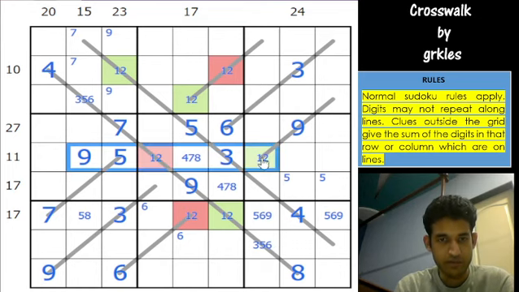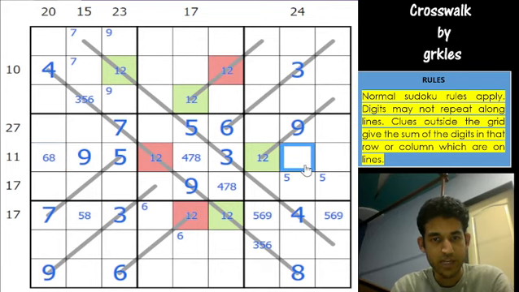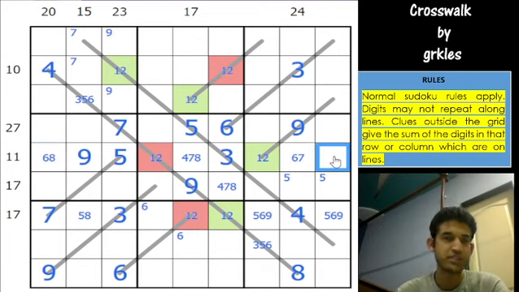Let's look at row 5. So 1, 2, 3, 5 and 9. Remaining digits are 4, 6, 7, 8. I have 4 and 7 here, so that's a 6, 8. And this cannot be 4, 8, so that's a 6, 7. So this must be 4, 6, 7, 8. Okay.